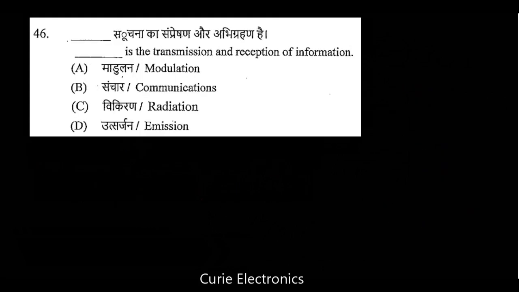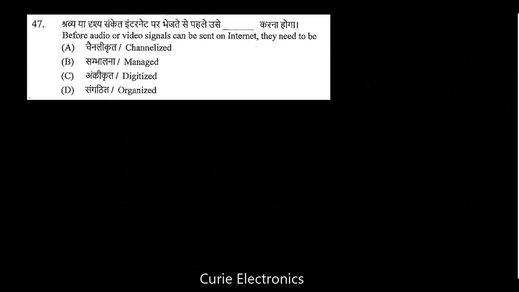Question number 46. Dash is the transmission and reception of information. What is it? Modulation, communication? There's no question about it. Communication means transmission and reception of information. So communication is the right answer. Question number 47. Before audio or video signals can be sent on the internet, they need to be what? Computers work on digital transmission. So we have to digitize it, and then we have to send it.